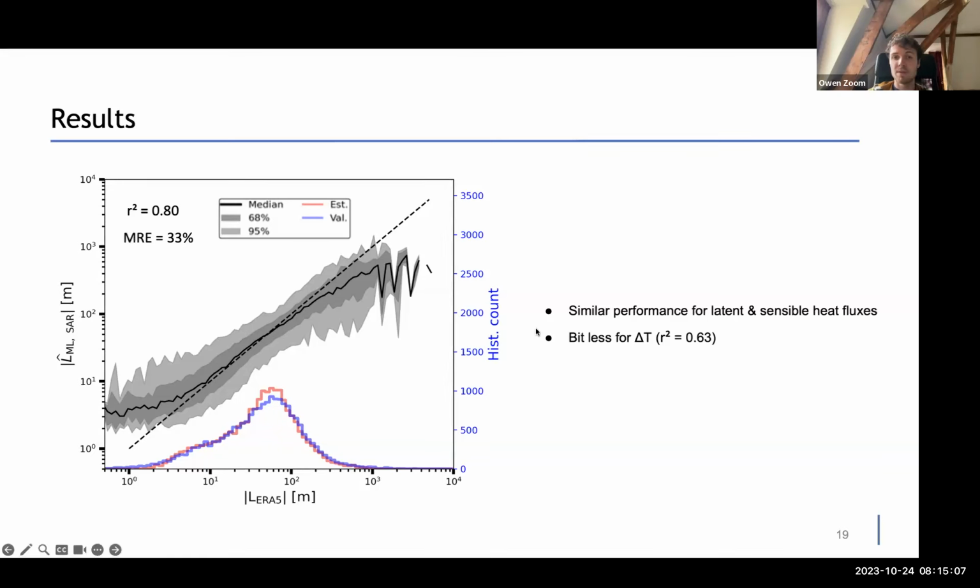And this is for Obukhov length, but we get similar performance when we are regressing towards latent or sensible heat fluxes or buoyant fluxes, presumably if we would train towards Richardson number, because I believe these are all related. And we get a bit lesser performance when we are training towards the temperature difference of the atmosphere and the ocean. So then we're only able to explain 60+% of the variance, presumably because what we are observing is not only forced by the temperature difference, but there are extra components.